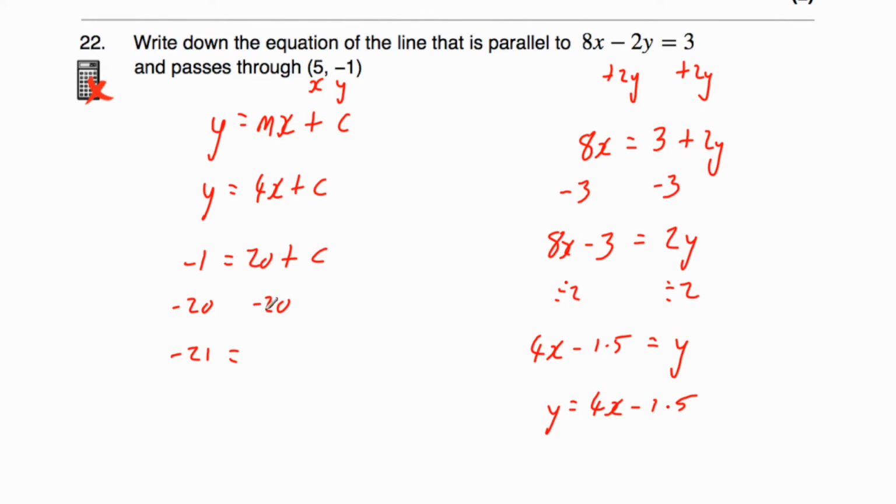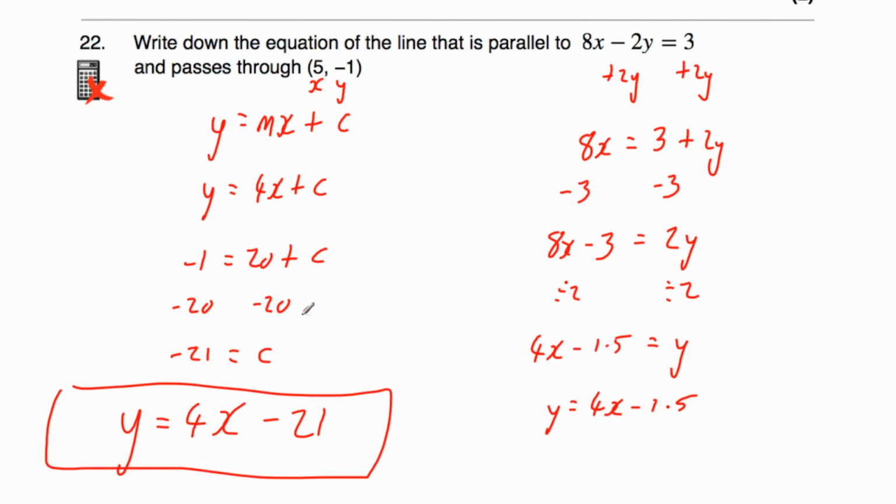And on the right-hand side, we took away 20 to get rid of the 20, so we're just left with c. So we've got c equals minus 21. So our equation would be, well, we know it's y equals, we know it's got a gradient of 4, so it's 4x, and we know it crosses the y-axis at minus 21, so it'd be minus 21. And that's it. So the answer would be y equals 4x minus 21.